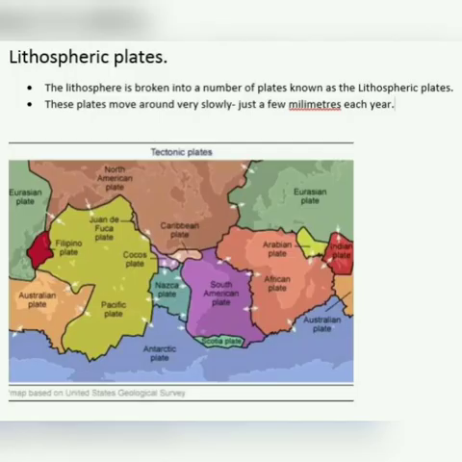Lithospheric plates. The lithosphere is broken into a number of plates known as the lithospheric plates. And you will be surprised to know that these plates move around very slowly, just a few millimeters each year. This is because of the movement of the molten magma inside the earth. The molten magma inside the earth moves in a circular manner. Now, as you can see in the picture, the lithospheric plates are divided into 7 major tectonic plates.